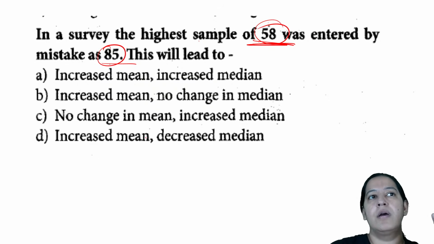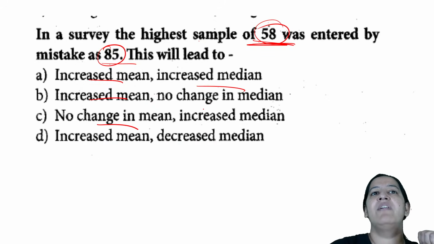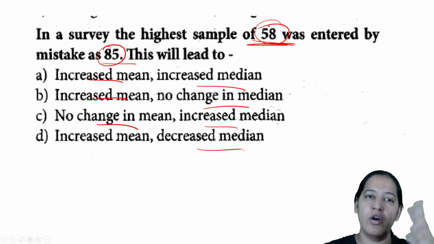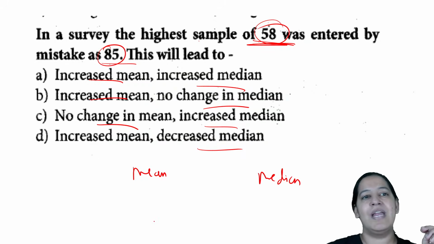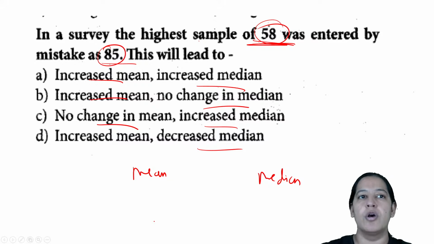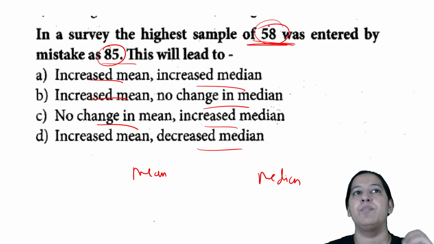It will lead to what? Your mean will increase or no change in mean, or your median will increase or no change in median. So what will happen to mean in this scenario? What will happen to median? You know the meanings of mean and median. I'm not asking about mode. All the 4 options have mean and median. What will happen to mean in this particular scenario, and what will happen to median?